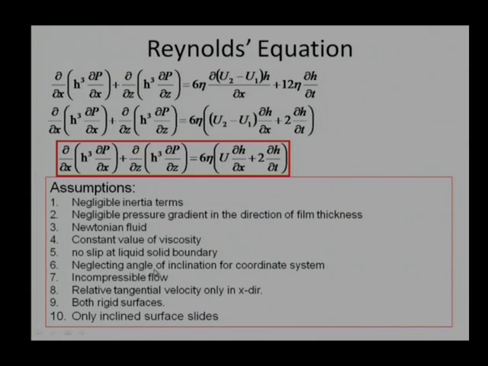Then we assume neglecting the angle of inclination for the coordinate system. If the angle of inclination is really very small, then that is true, but if the angle of inclination is large, then it may not be true. We assume the incompressible fluid.